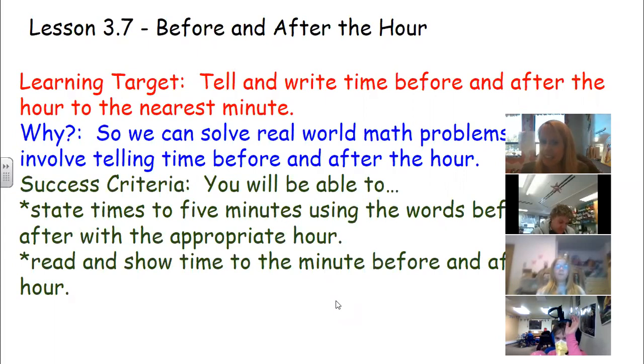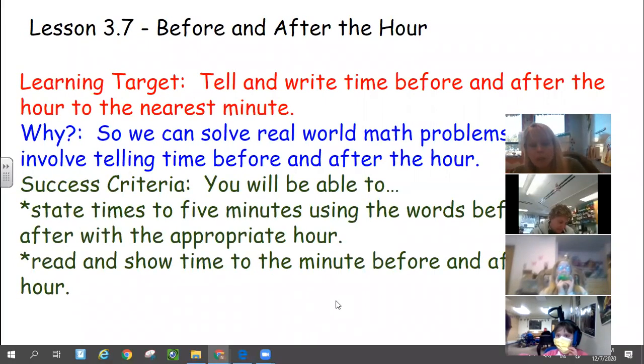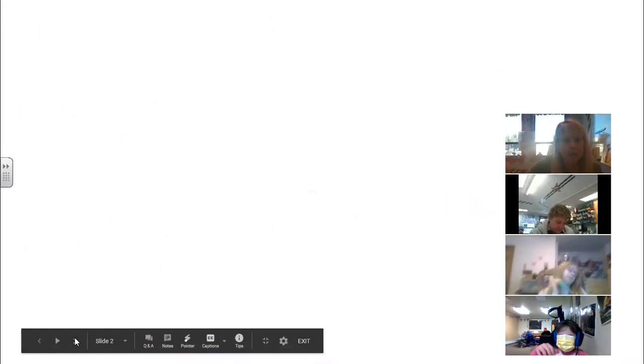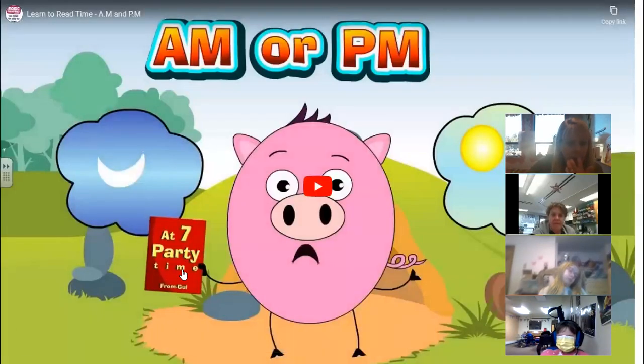So hopefully today, to be successful, you'll be able to state times to 5 minutes using the words before and after with the appropriate hour. You'll be able to read and show time to the minute, before and after the hour. That is our goal. All right.